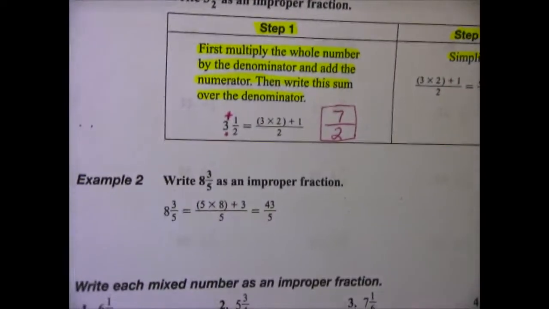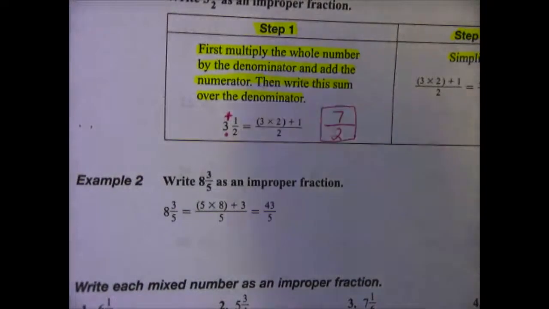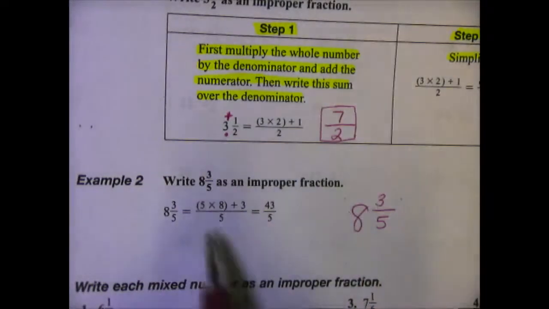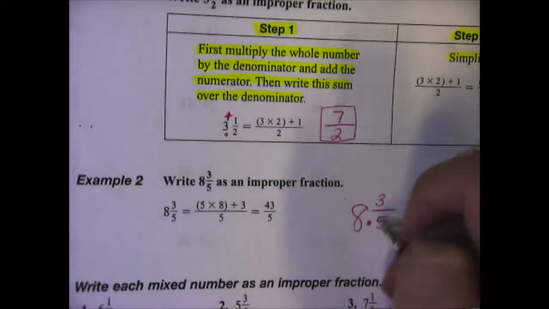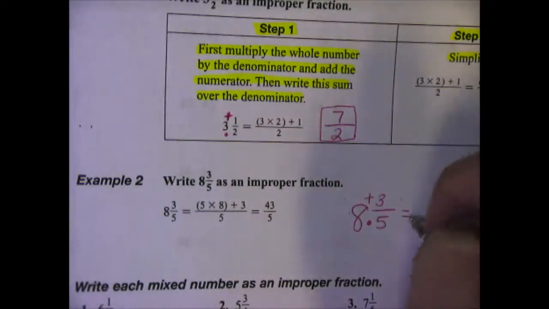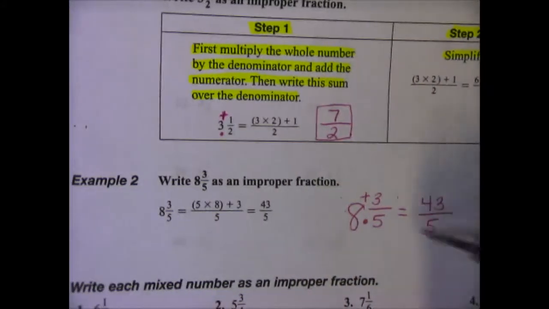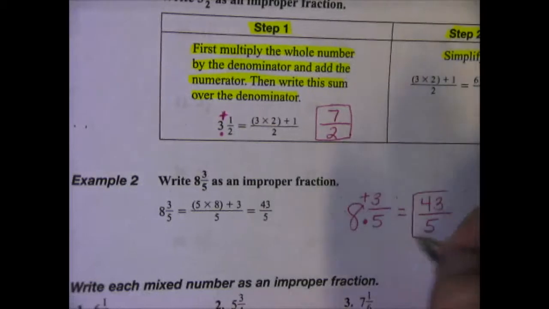Let's take a look at example 2. Write 8 3/5 as an improper fraction. If I were going to do that without showing the work, of course if you need to show the work, feel free to do that. 5 times 8 is 40, plus 3 is 43. 43 over 5. And that is in simplest form. I cannot reduce that any further.